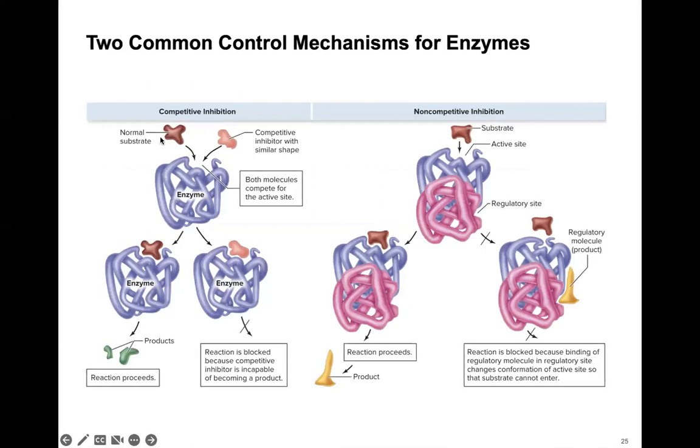So again, here is a competitive inhibitor. Here's a normal substrate. Here's a competitive inhibitor. What happens is the competitive inhibitor binds the same active site and the reaction is blocked. Here for non-competitive inhibitor, we have the substrate binding to the active site. But in this case, the inhibitor bound to an allosteric site. And when that happened, the reaction is blocked because binding of the regulatory molecule in the allosteric site changes the conformation of the active site so that the substrate cannot bind either.